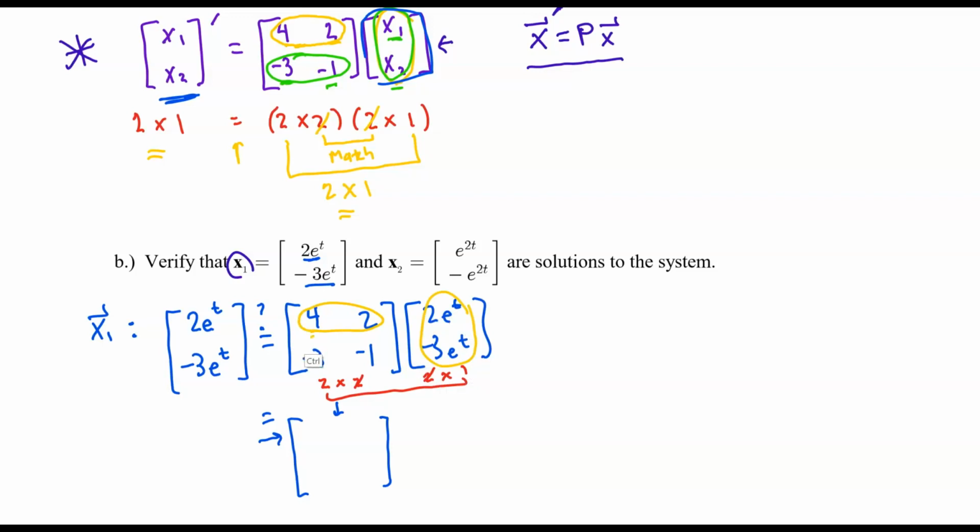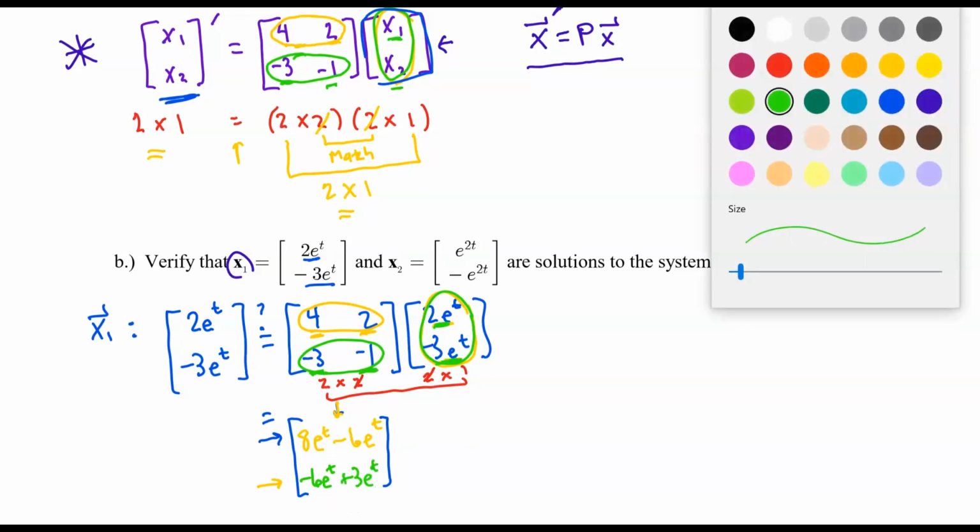So we're going to take 4 times 2e to the t. That gives me 8e to the t. And I'm going to add it to 2 times negative 3e to the t. That's negative 6e to the t. To get the entry in row 2, column 1, let me switch colors. We're going to go from row 2 times column 1. So I'll take the first entry, negative 3, times 2e to the t. That gives me negative 6e to the t. And then I add it to negative 1 times negative 3e to the t. That gives me 3e to the t.